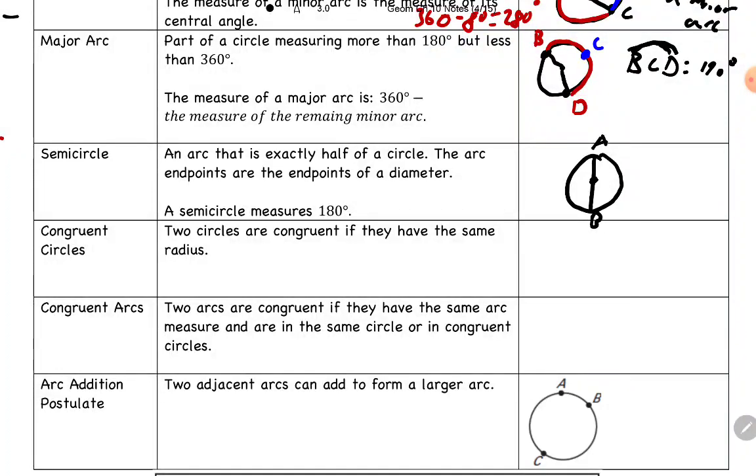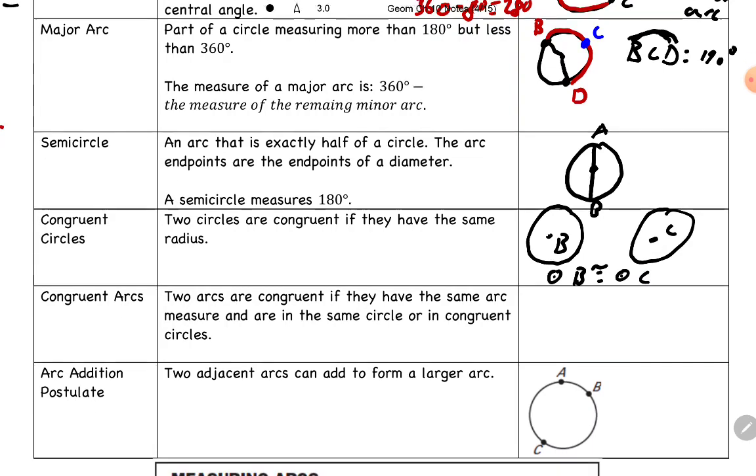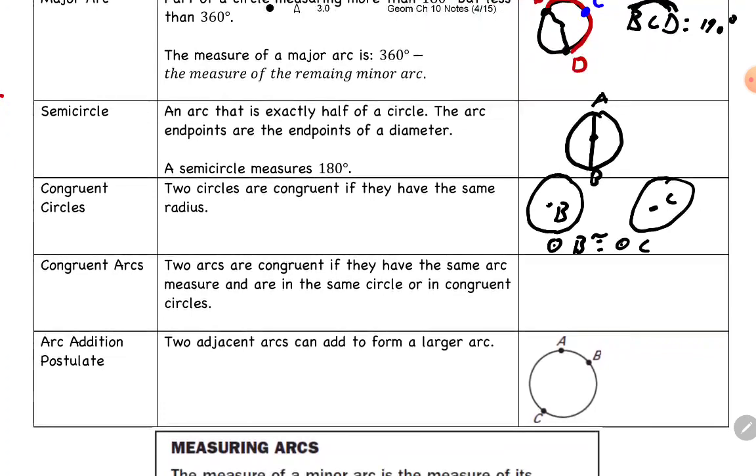Congruent circles. Let's call this circle B and circle C. Let's say I drew them on the right side. We would say that circle B is congruent to circle C if they have the same radius. Now let's just pretend I drew the same circle twice.